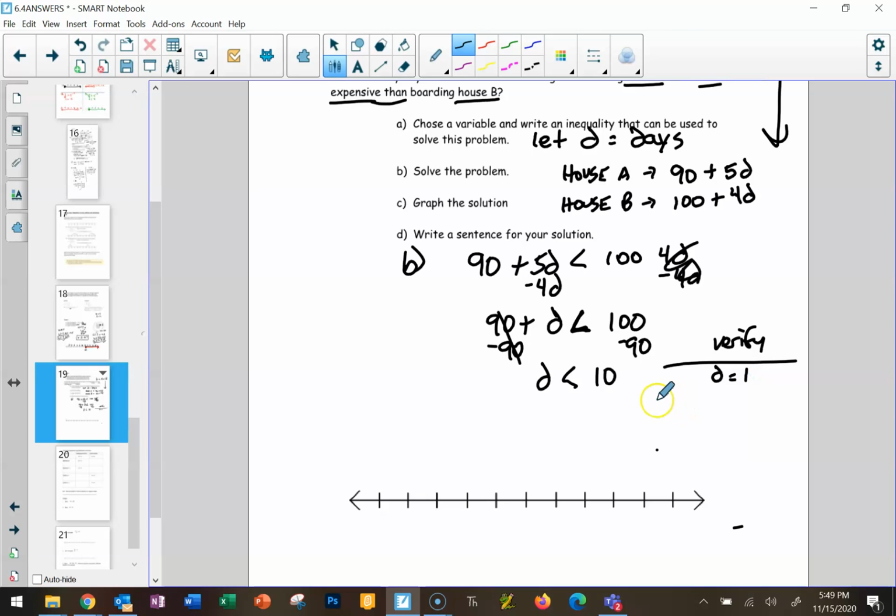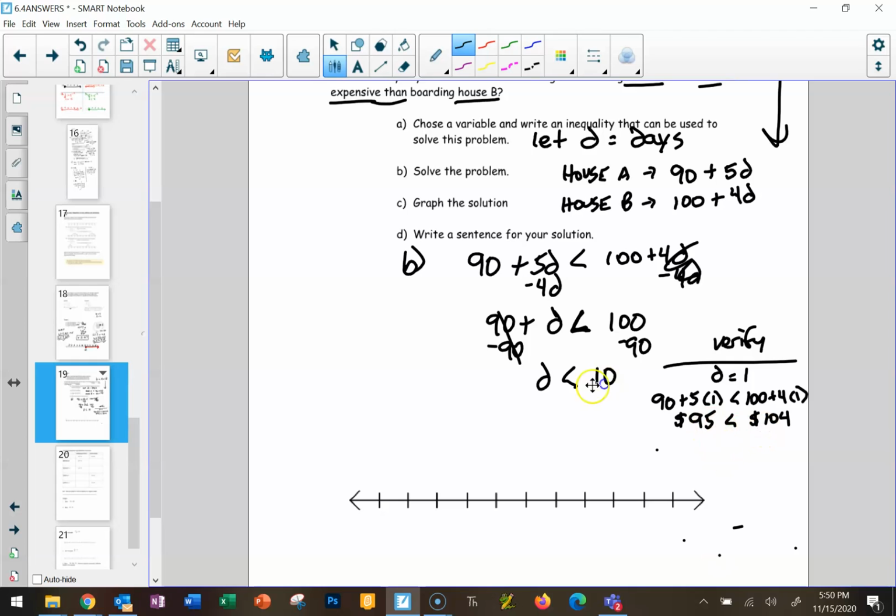Our original equation was 90 plus 5 times D, where D is going to be 1, is less than 100 plus, I forgot to put a plus sign, 100 plus 4 times D, which is 1. So in this case, we've got 90 plus $5 is $95. That's the total cost for 1 day. And over here, we've got 100 plus $4 is $104. So I think we can agree that house A is still cheaper than house B. So this still holds. D is less than 10? Yes, it is. And A is cheaper than B.